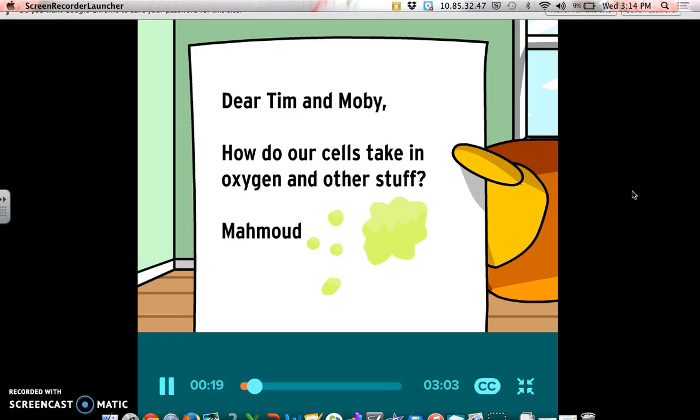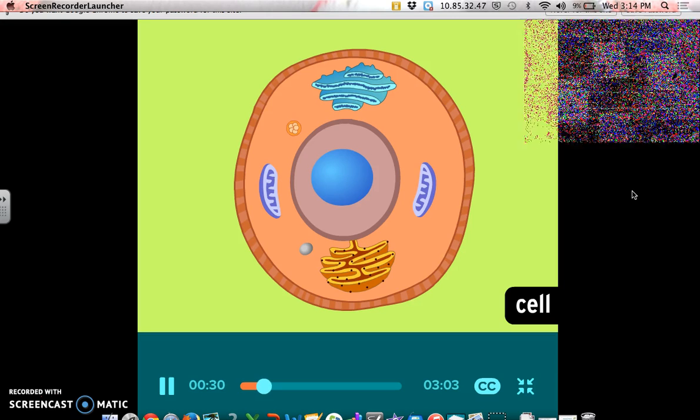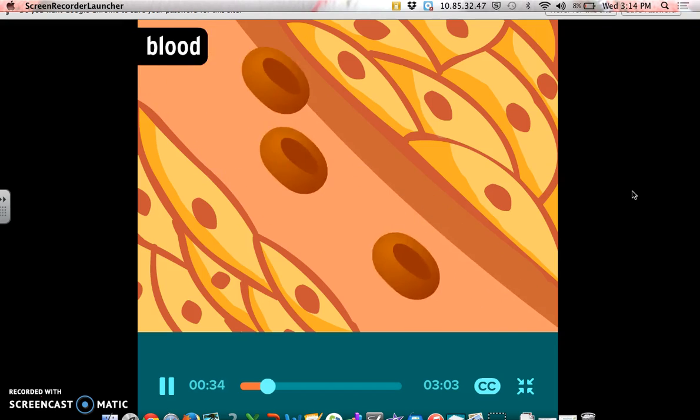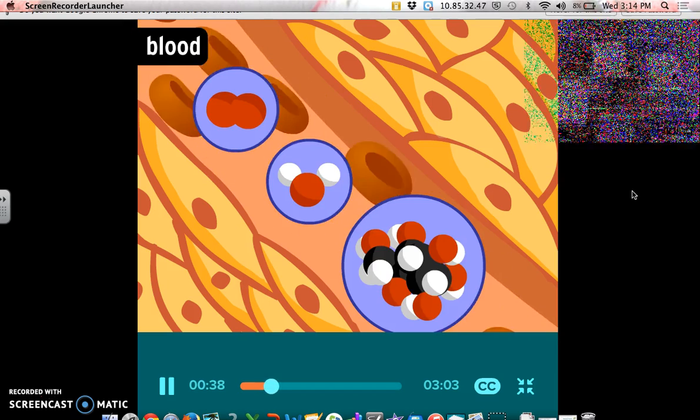Dear Tim and Moby, how do our cells take in oxygen and other stuff from Mahmood? Cells get everything they need from their environment. The cells in your body hang out in an environment of blood, which contains oxygen, water, food, and whatever else they might need to function.